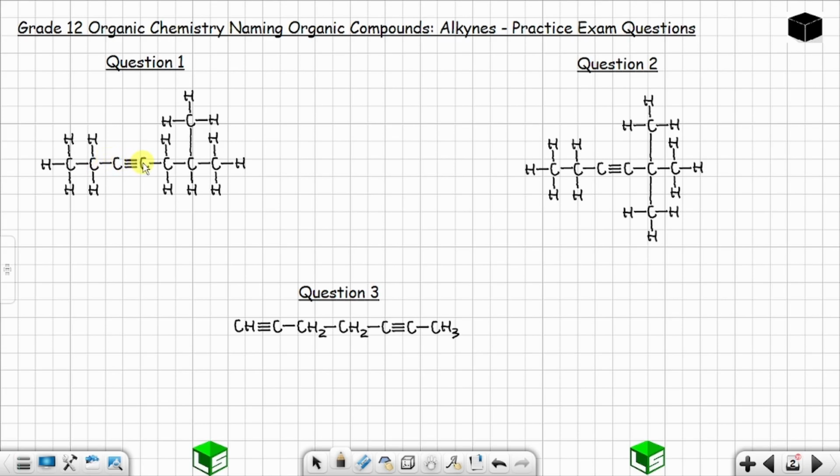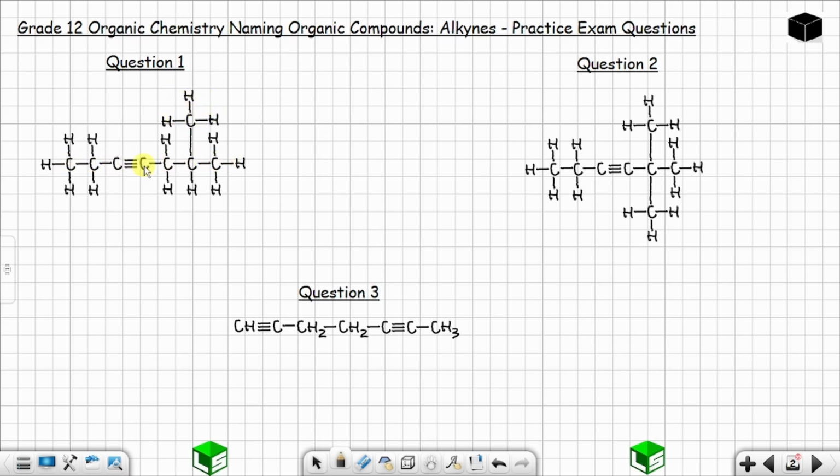So the longest continuous carbon chain can be 1, 2, 3, 4, 5, 6, 7, or 1, 2, 3, 4, 5, 6, 7. You can see you have 7 carbon atoms like this and 7 carbon atoms like this. So let's take the simplest one, which is the straight one, and this is going to be our branch. Now we need to locate this triple bond on the lowest possible number. So this is our parent chain, the longest continuous carbon chain, the straight one, and this is our branch.